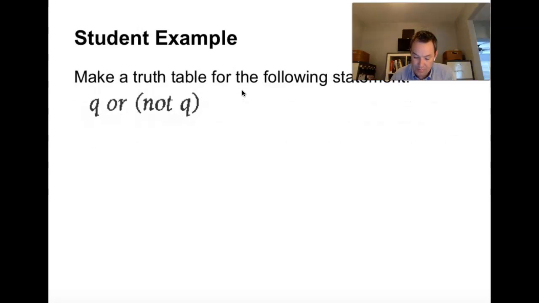All right. Here's a student example. Go ahead and make me a truth table for the following statement. So since we have only one proposition, which is Q, you're only going to have two possible truth values for it. You're going to have true or false. I'll let you take a shot at this and we'll go over it in class.